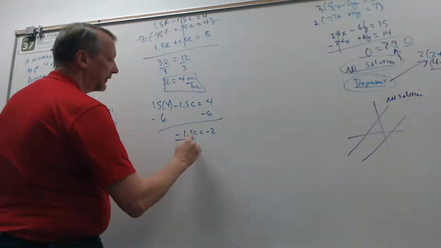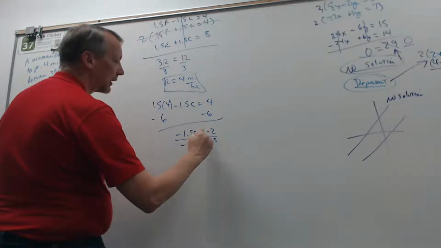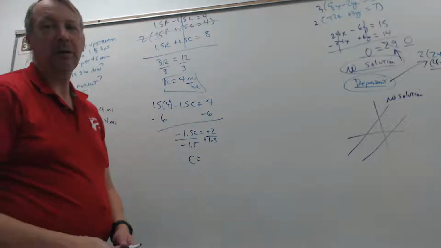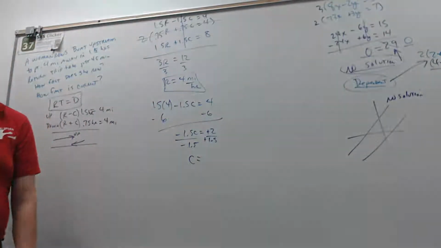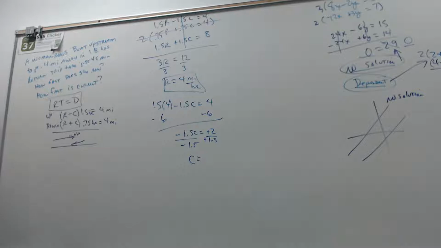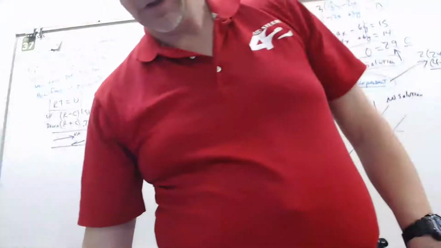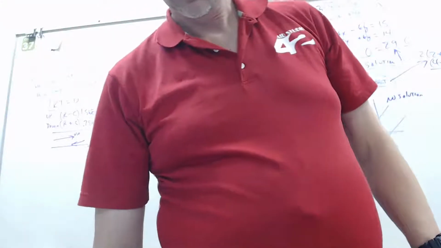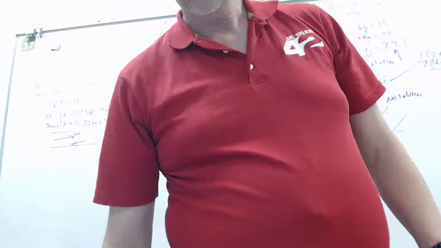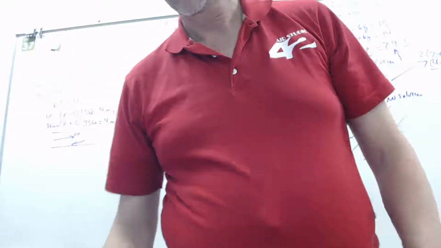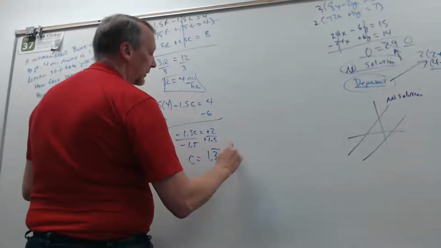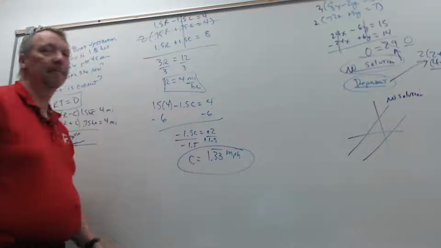Divide by negative 1.5. So C equals 2 divided by 1.5. What is that? 1.4 or 1.25? I don't know that one. 2 divided by 1.5. 1.33 miles per hour. Okay?